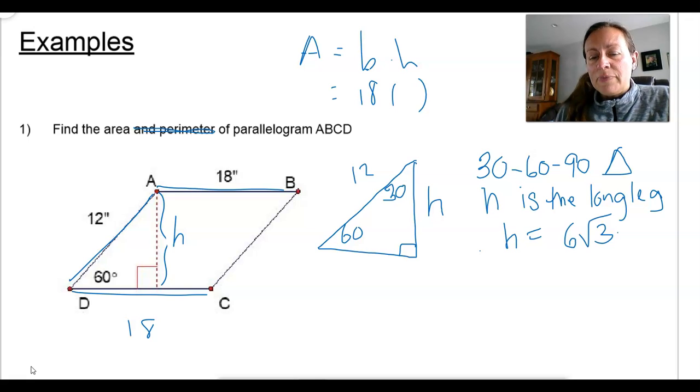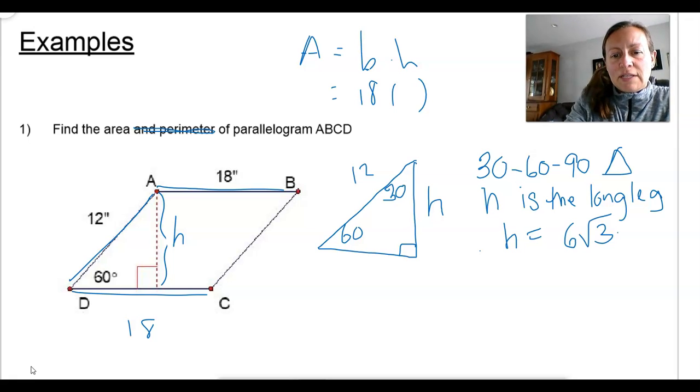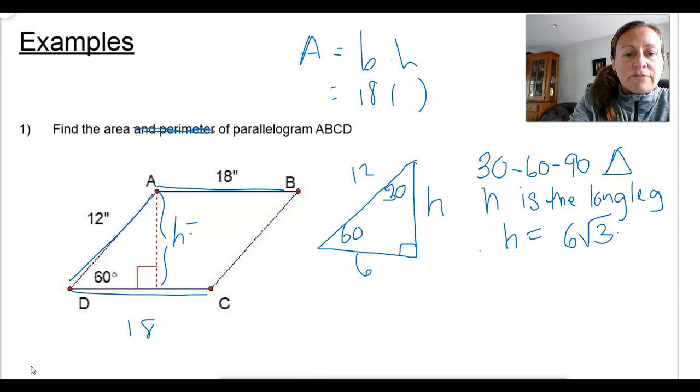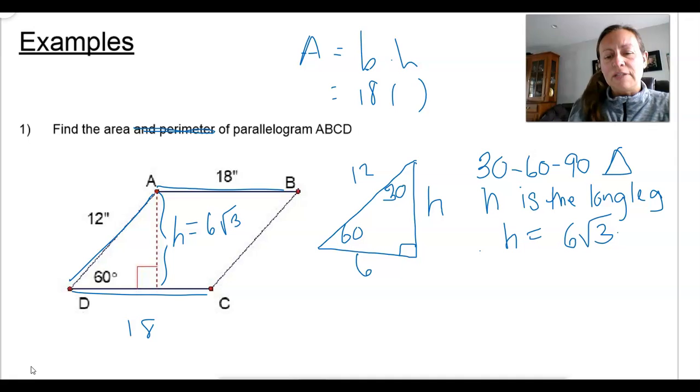If you recall, in a 30, 60, 90 triangle, the short leg is always half the hypotenuse. So I can fill in this would be 6. And then the long leg is always the short leg times radical 3. So that tells me H is 6 radical 3. Now I know the height of my parallelogram, 6 radical 3. And now I can fill that in to the area formula.